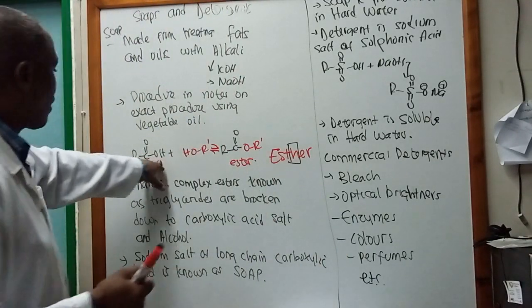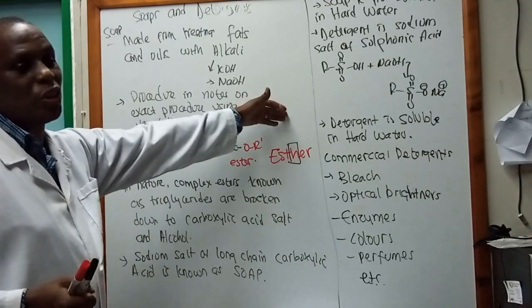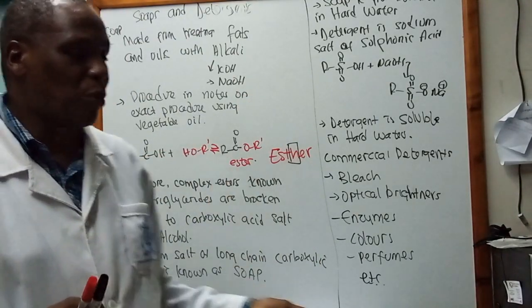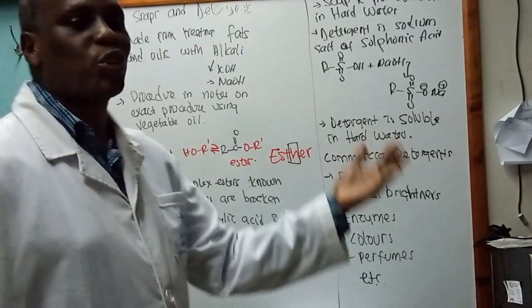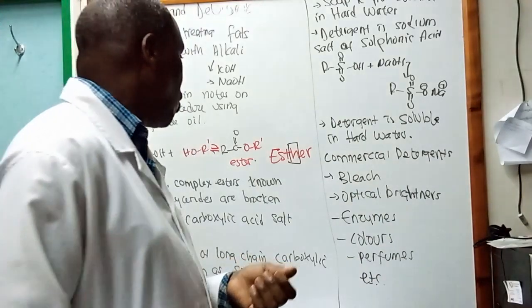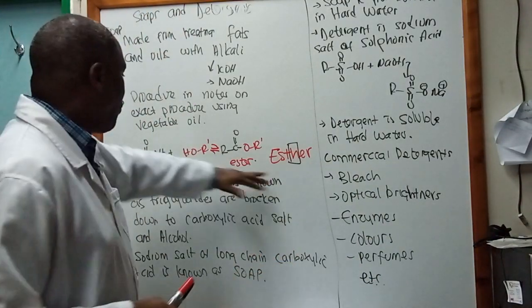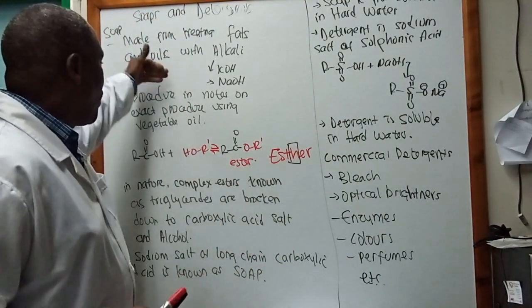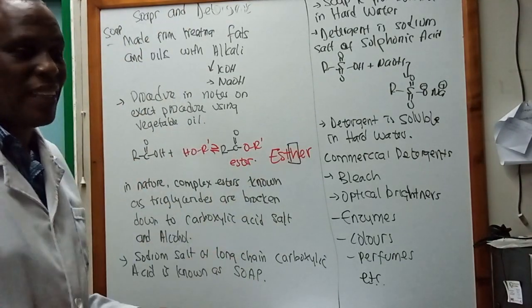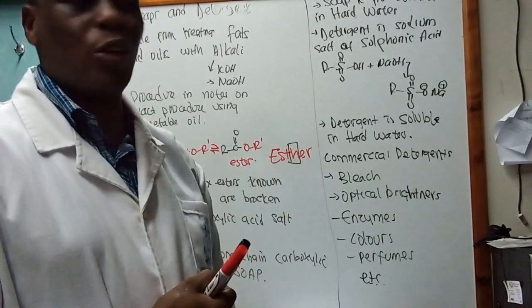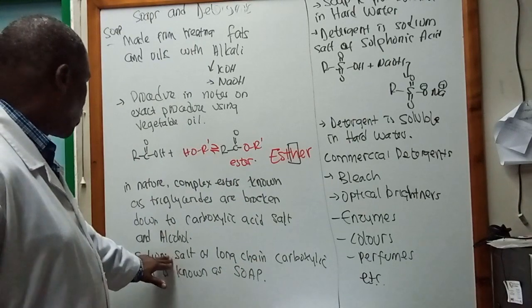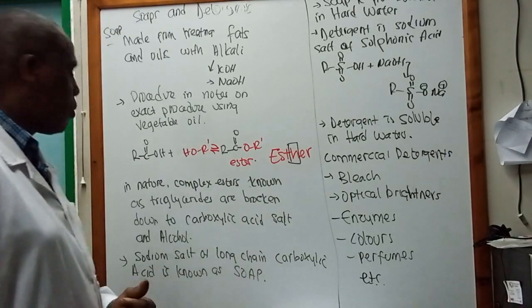So that alkali, like sodium hydroxide, is going to react with your carboxylic acid to form a salt of the carboxylic acid. In this case, it's going to be sodium carboxylate plus water. That sodium carboxylate, if it's made from the fats and the oils which are available in nature, is the one which you're going to be calling soap. So soap is actually a sodium salt of a long chain carboxylic acid.